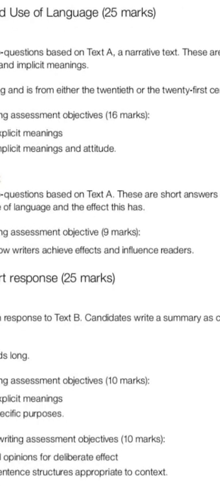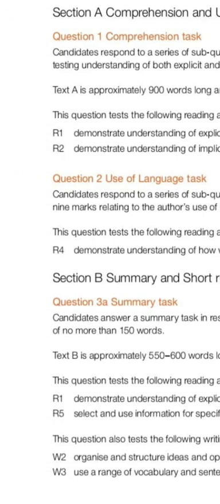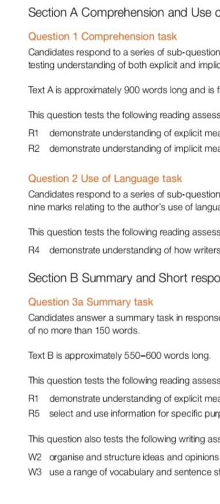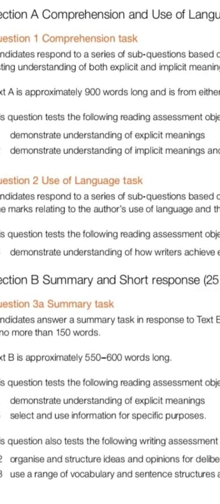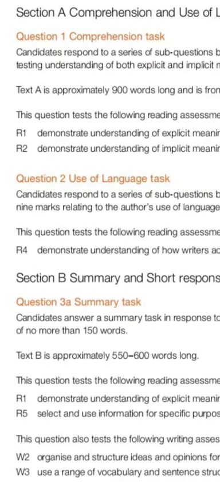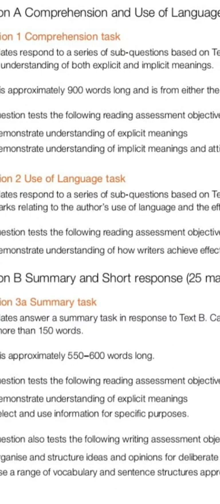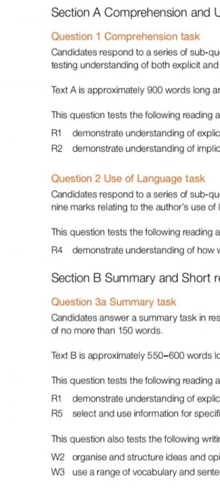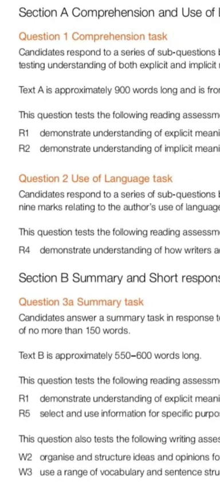Candidates write a summary as continuous writing of no more than 150 words. Text B is approximately 550 to 600 words long. So basically I want to discuss your assessment objectives here. Before preparing for this section B, summary writing and short response, you need to go through these AOs, these assessment objectives. So for summary writing task, for question 3A, we have 4 assessment objectives.